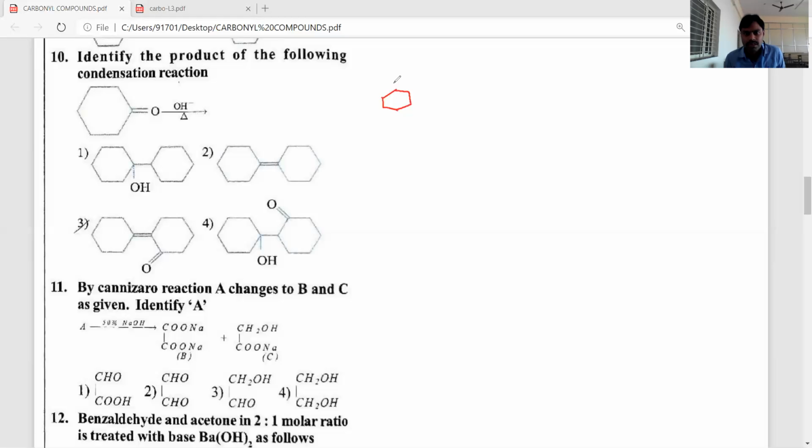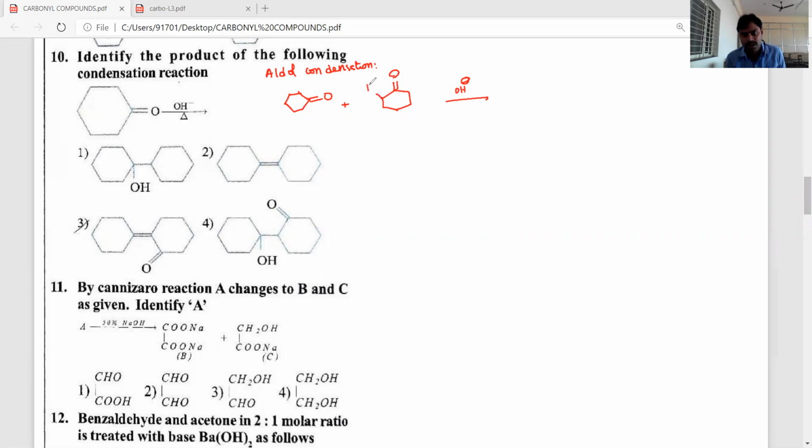Cyclohexanone is reacting with another cyclohexanone, and here base OH minus on heating means it is aldol condensation. Okay students, aldol condensation reaction. Now in the presence of base, what will it do, dear students?